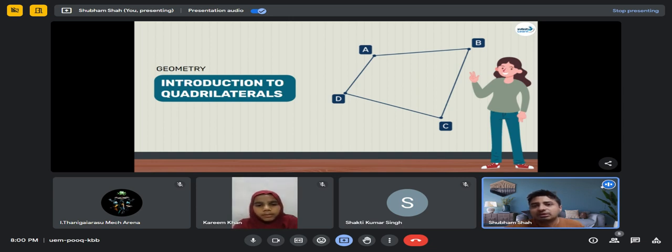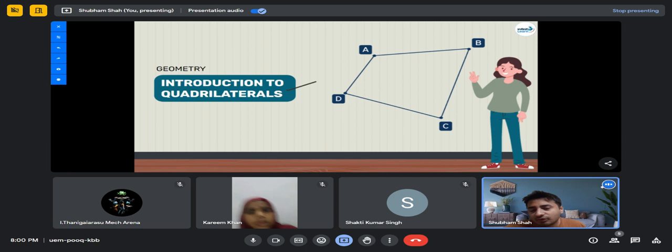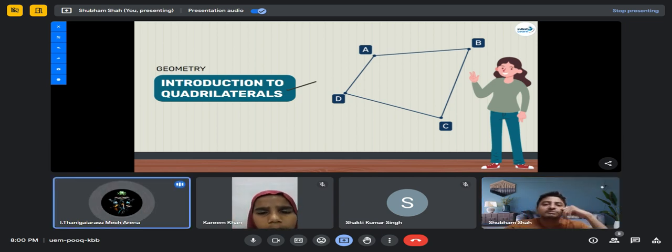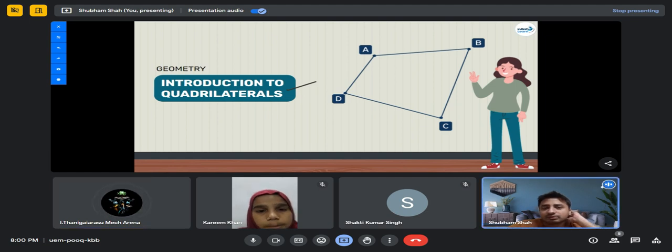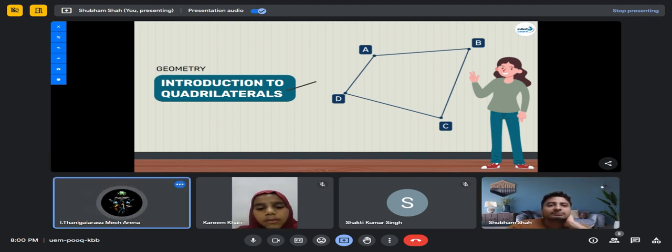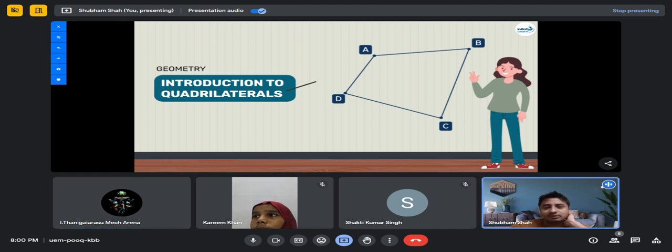Today we are going to start a new chapter known as quadrilateral. What is a quadrilateral? Can you tell me? Anyone? Good. A closed polygon that has four sides. Okay, very good. So a quadrilateral is a four-sided closed polygon.